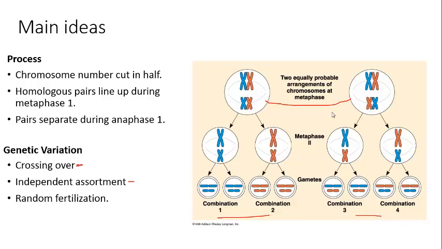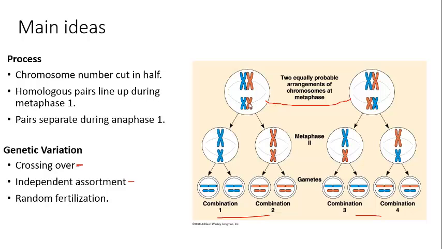You can see that 2 homologous pairs can line up 4 different ways, 2 to the second power. 3 homologous pairs can line up 8 different ways, 2 to the third power. There are 23 pairs, so 2 to the 23rd power is an extremely large number. There are many different ways that the homologous pairs can line up during metaphase 1, and that creates a whole wide range of unique possibilities of chromosomes that can be present inside of the gametes. Independent assortment dramatically increases genetic variation.